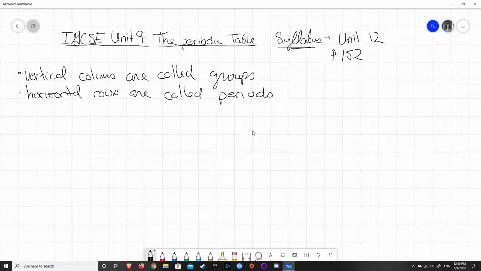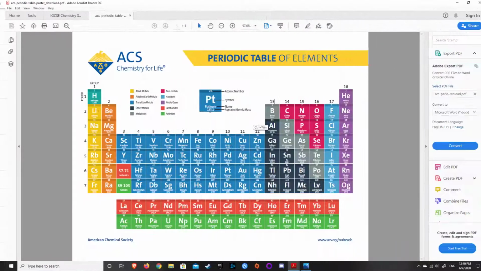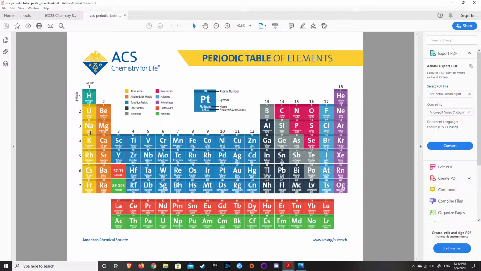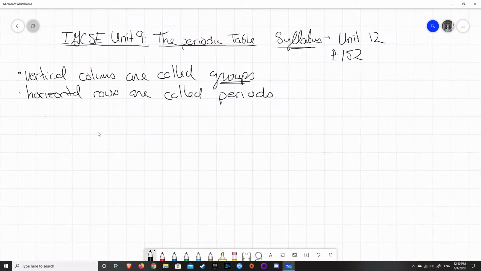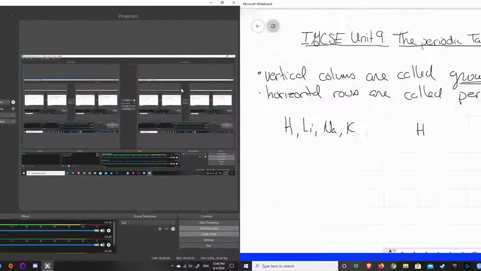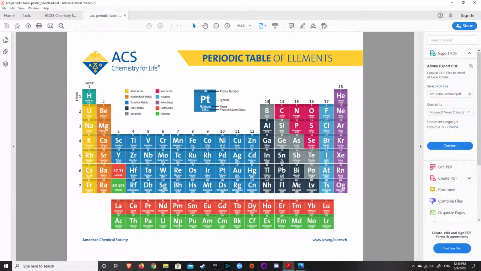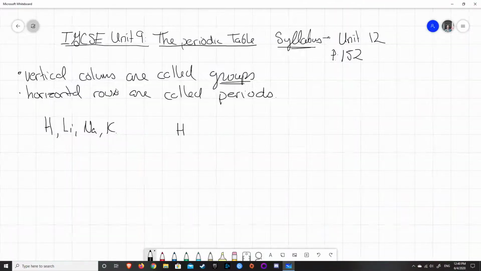Now we have to look at what similarity groups have. Let's look at group 1 right here. We've got hydrogen, lithium, sodium, potassium. That's all we'll do. Let's look at the similarity between these, so let's draw them out. H has 1 proton, so it's got 1 electron. If we were to draw that structure, it looks just like this.